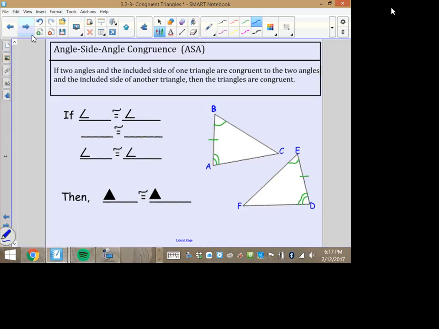Another one we have is angle-side-angle congruence. We can see that angle A is congruent to angle D, with the tick marks. That's an angle. Side AB is congruent to side DE. That's a side. And we have angle B congruent to angle E, another angle. So we have triangle ABC congruent to triangle DEF.